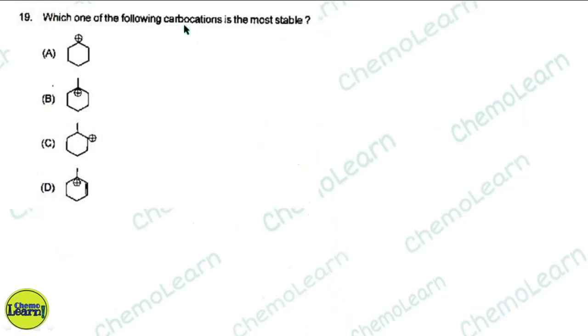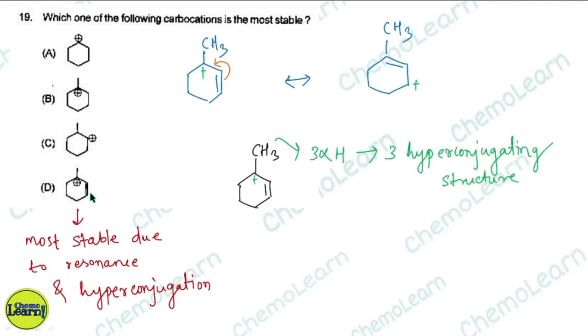Which one of the following carbocations is the most stable? We have 4 different types of carbocations. See, in option D, we have one double bond and this double bond is next to the carbon containing the positive charge.